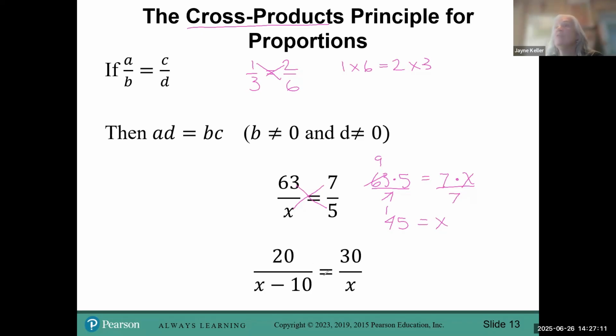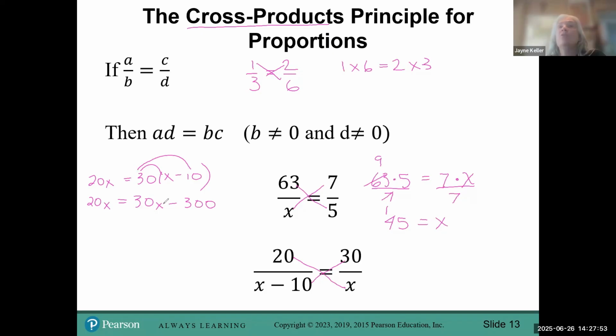I can do a similar thing here. This is going to be a little more complex, but here I can do 20 times x, so 20x. And that's going to be equal to 30 times 10 minus x. Whoops, why did I do 10 minus x? That should be x minus 10. Let's do that right. Okay. And now this left side is simplified. So to solve it, I'm going to simplify the right side by distributing: 30x minus 300.